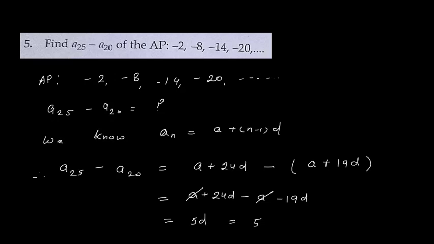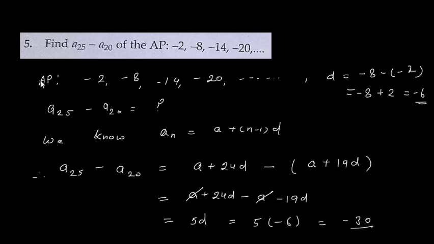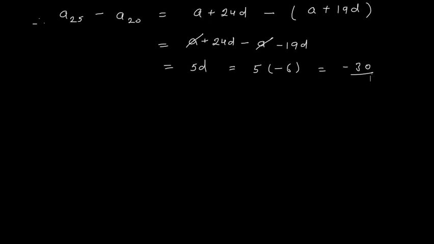We have not found the common difference, so let us find that. Here d is minus 8 minus of minus 2. So this becomes minus 8 plus 2, which is minus 6. So the value of d is minus 6. So 5 into minus 6 is equal to minus 30. So A25 minus A20 is minus 30.